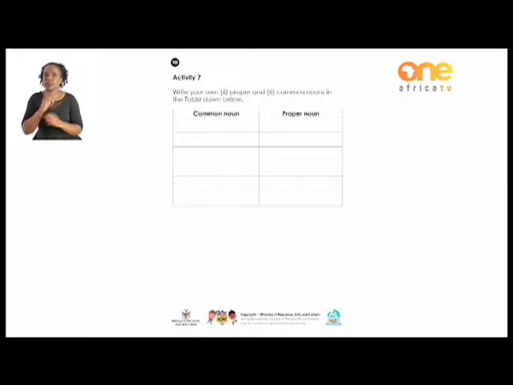Right. For example, I would choose a word like table. Table is a common noun. And for proper noun, I will choose a word like Namibia. Namibia is the name of a country, which is our country. So it begins with a capital letter, Namibia. So do the rest by writing common and proper nouns.